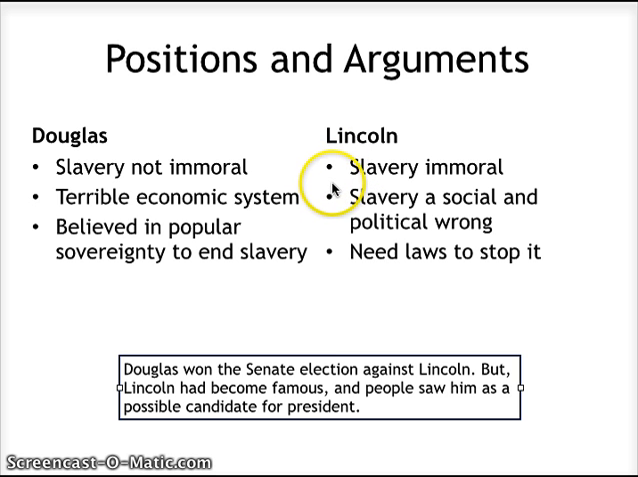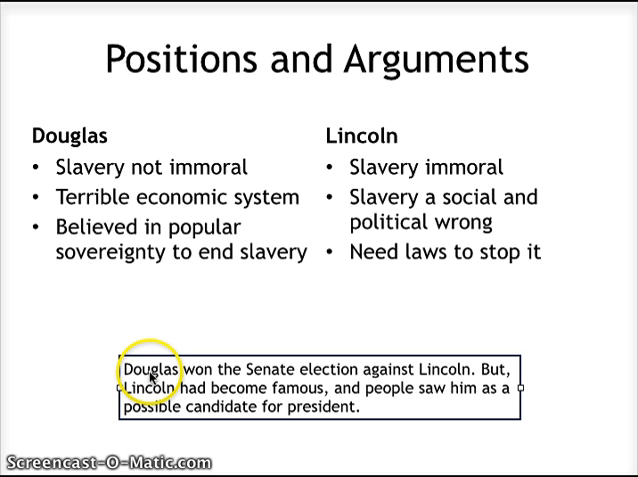Lincoln took a different stance. He believed that slavery was immoral. He believed that the treatment of slaves was evil and wrong. He also believed that slavery was a social and political wrong, so that slavery in itself should not be a part of America. And the third thing is he believes that there need to be laws in place to stop slavery. So while Douglas believes that popular sovereignty will eventually have slavery fade out, Lincoln's saying, no, slavery will not fade out. We need laws to stop slavery.